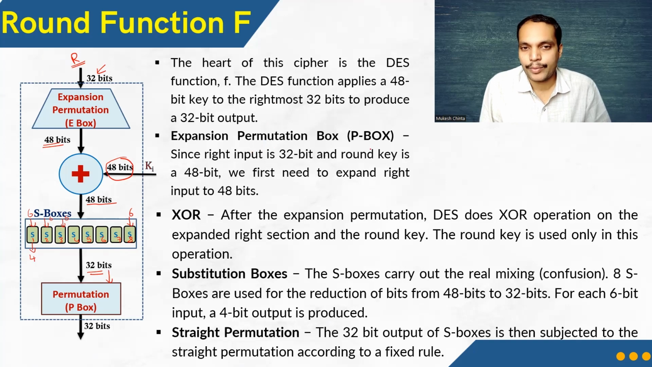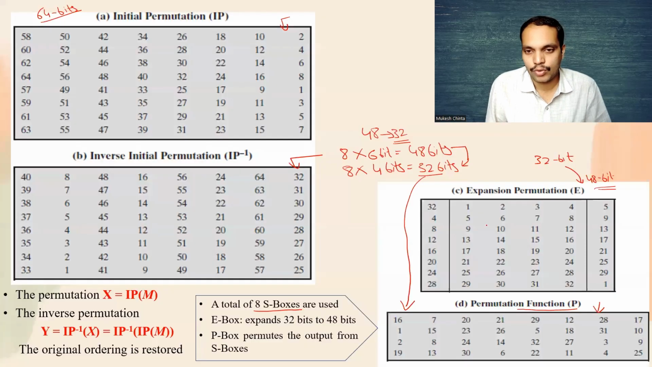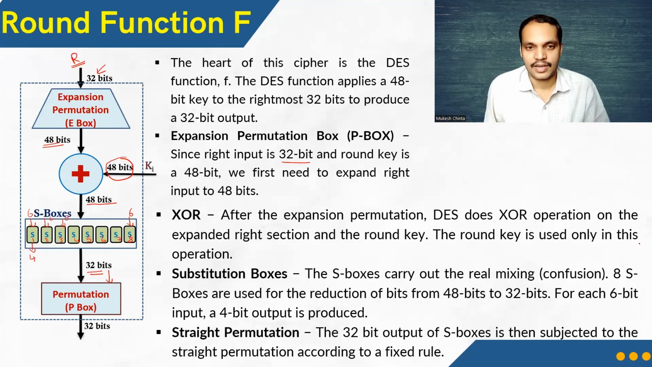Now the expansion permutation box: since the right input is only 32 bits in length and the round key is 48 bits, we need to expand it. I have shown you how we expand this, isn't it? So this is how you expand it. The 32 bits are taken here and you write them in this particular order, which gives me, so this box is 8-bit, 8 bits plus 8 bits, 16, and the original 32 bits are here, which gives me a total of 48 bits. Once again, I request you to refer to SDS for a better understanding.